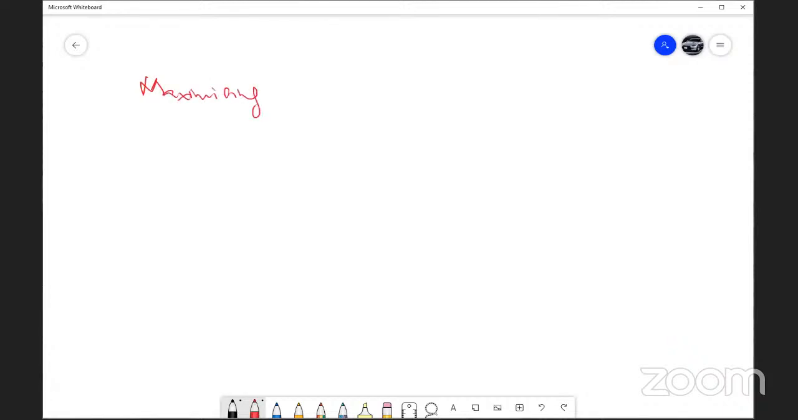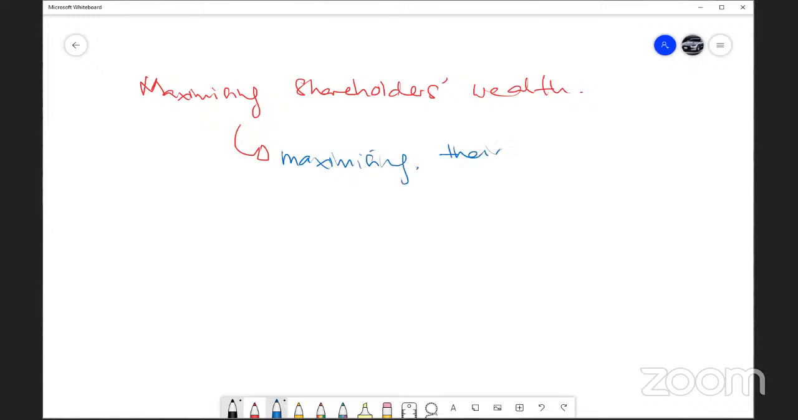Maximizing the shareholders' wealth. Okay, this is their main goal. How? By maximizing their stock value.